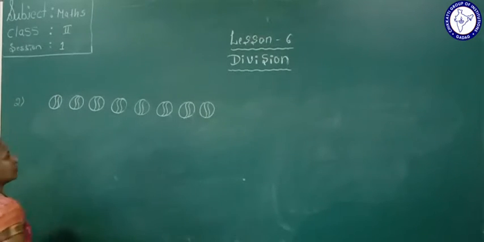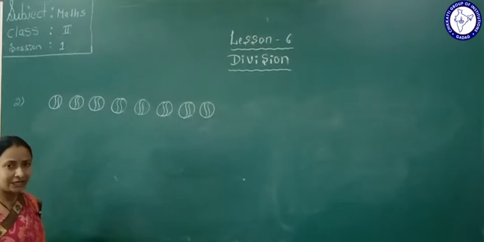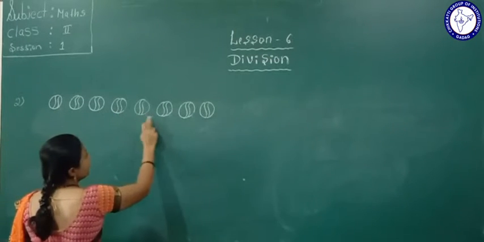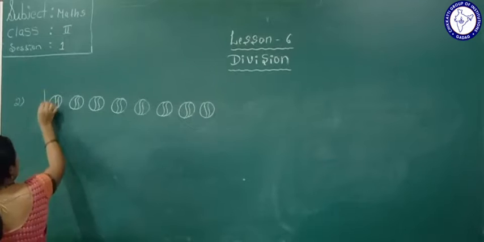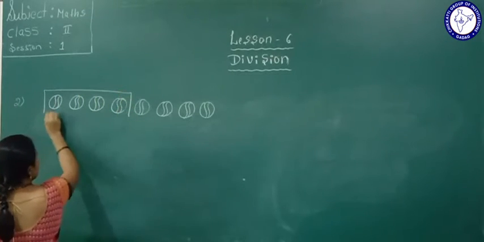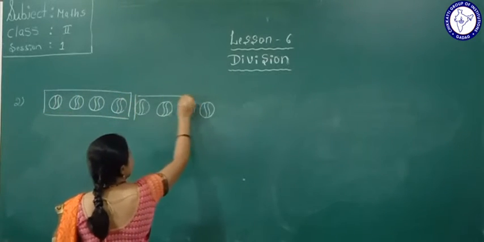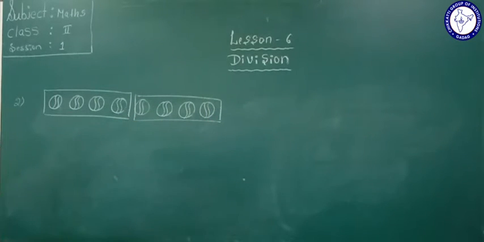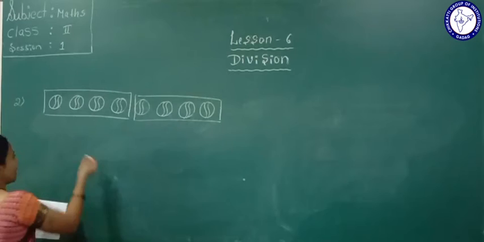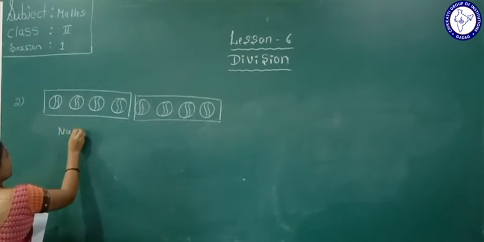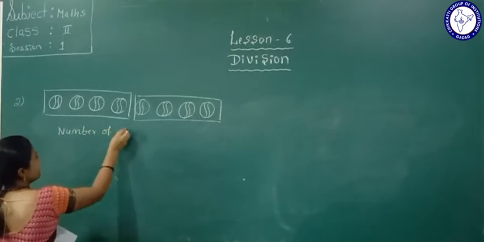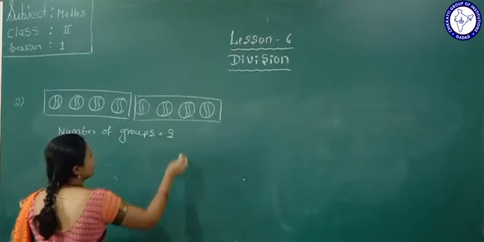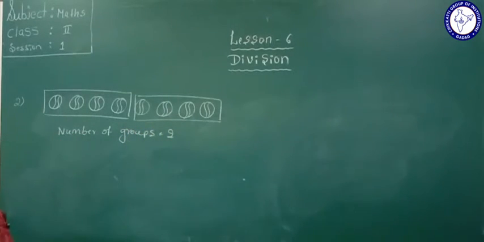So in 8 balls, how will we make equal groups? We will make 1, 2, 3, 4, and 1, 2, 3, 4. It means we'll make 2 groups. This is one group and this is another group. So 2 groups of 8 balls. How many groups did we make? The number of groups is equal to 2. So totally 2 groups we made.